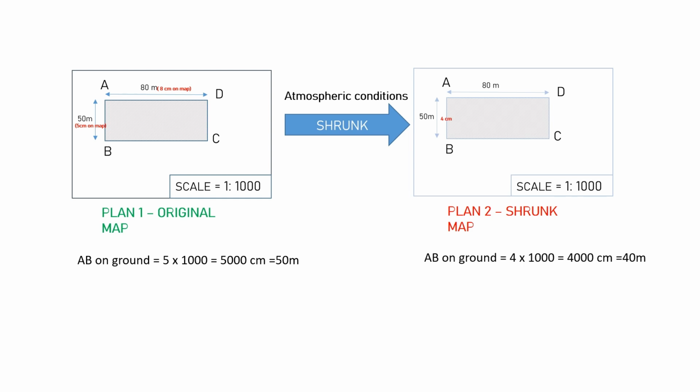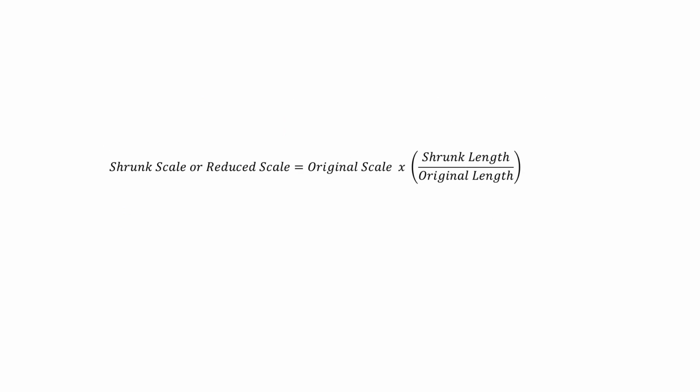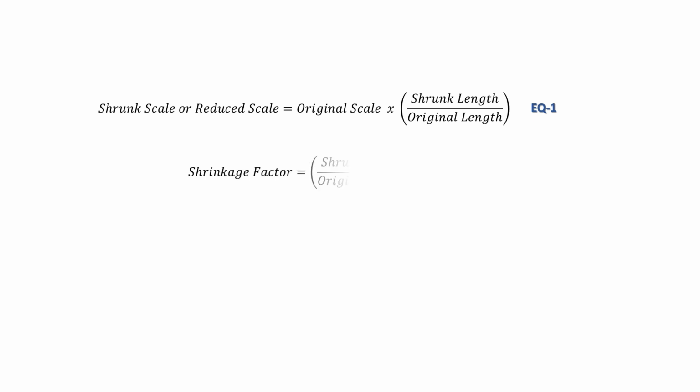Without considering this shrinkage, if we take the scale given on the map, the length AB on the ground is obtained as 4,000 centimeters, which is incorrect. We know in actuality AB is 5,000 centimeters, so we have to calculate the new scale called the shrunk scale to incorporate the change in dimension. So the shrunk scale or reduced scale is equal to original scale into the ratio of shrunk length divided by original length. Here, the ratio of shrunk length and original length equals shrinkage factor. Hence shrunk scale is equal to original scale multiplied by shrinkage factor.